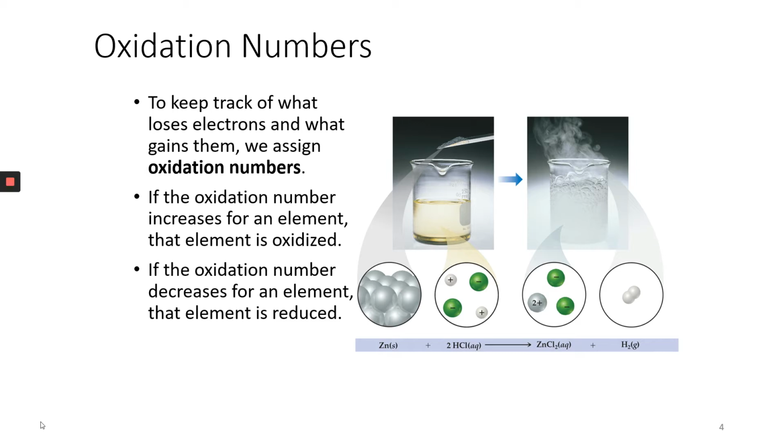So before you can figure out what was oxidized and what was reduced, you have to calculate the oxidation numbers. And they help you keep track of what the electrons are doing, if the electrons were gained or lost. So if the oxidation number increases, that means the element was oxidized. So an increase in oxidation number means it was oxidized. And if the number decreases, it means it was reduced. Okay?